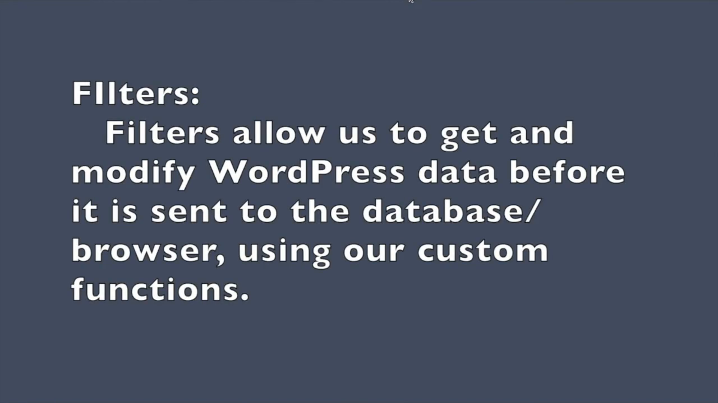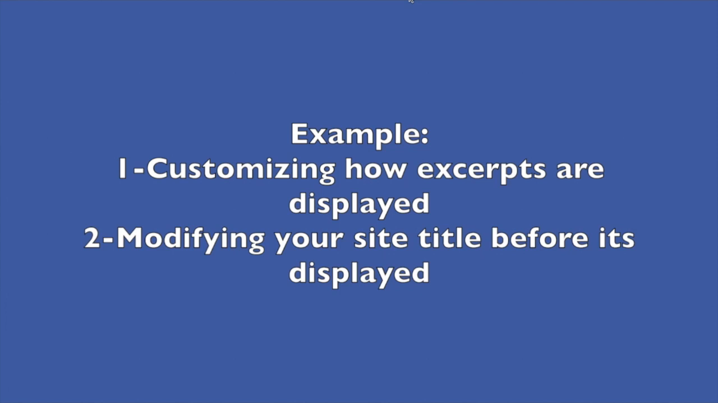Now filters. Filters allow us to get and modify WordPress data before it is sent to the database or browser using our custom functions. So filters again are functions that allow us to modify some data. With a filter hook, we get a particular variable, we can modify that variable, and we can return it back using our functions. So that data can be modified before it's echoed out to the browser or before it's inserted into the database. Again, some examples of what you can achieve with filters: customizing how excerpts are displayed, and modifying your site title before it's displayed. These are just a couple of examples. You can do a lot of things with filters and actions.